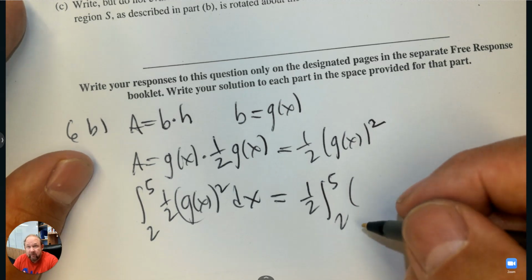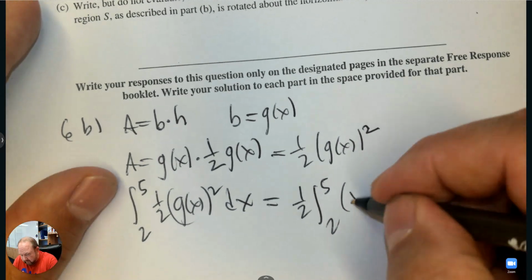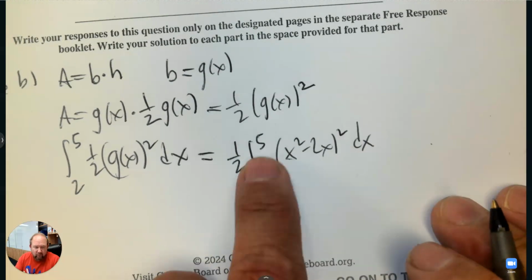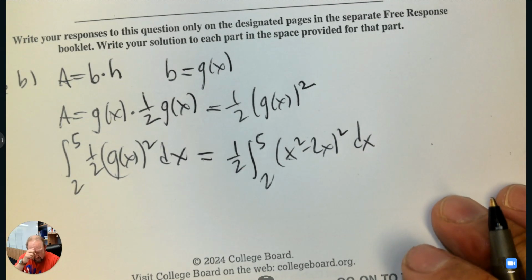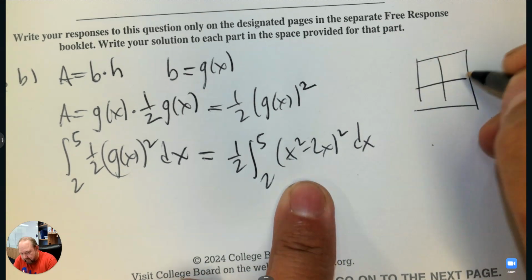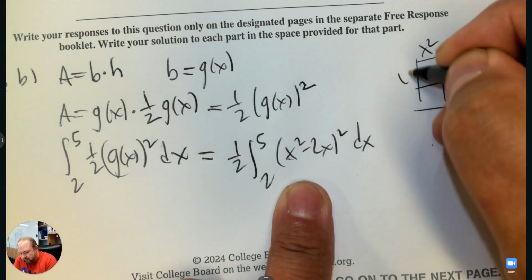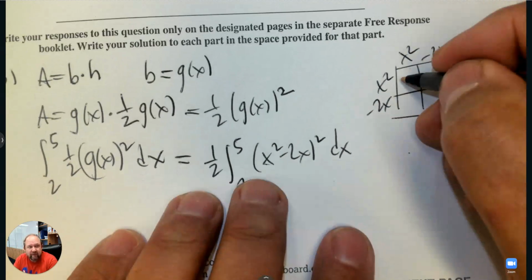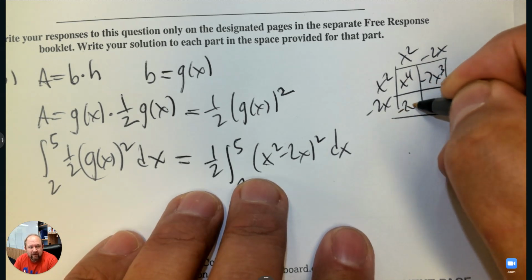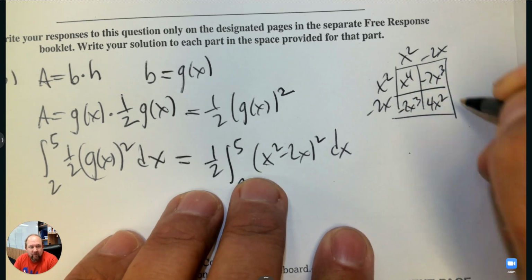G at x, we're told, is x squared minus 2x. Now we don't have a rule for this. The hook wouldn't work here because the hook is 2x minus 2. So I'm going to have to FOIL in order to do this. So x squared minus 2x, x squared minus 2x. So that's x to the 4th minus 2x cubed minus 2x cubed, and then positive 4x squared.